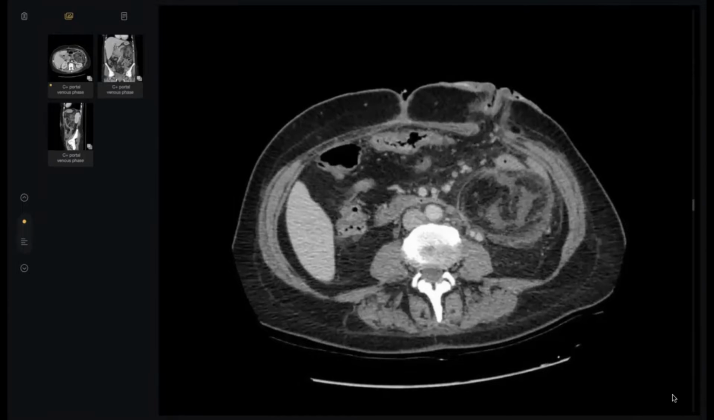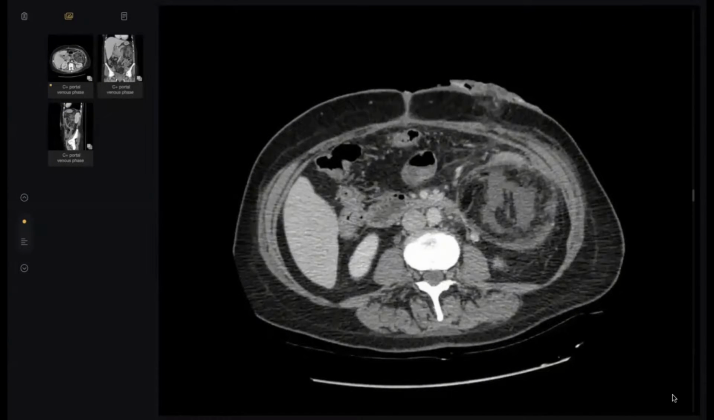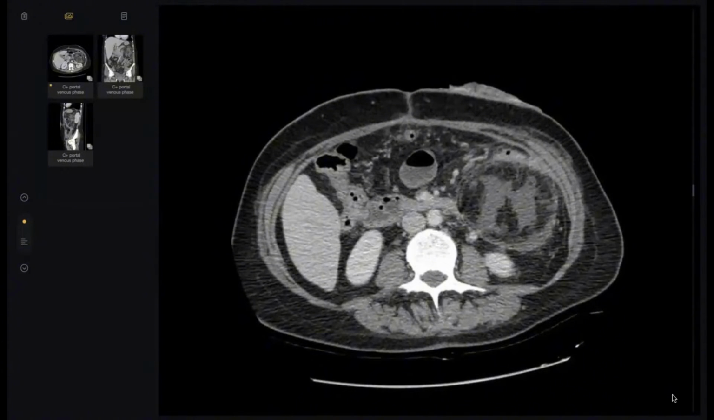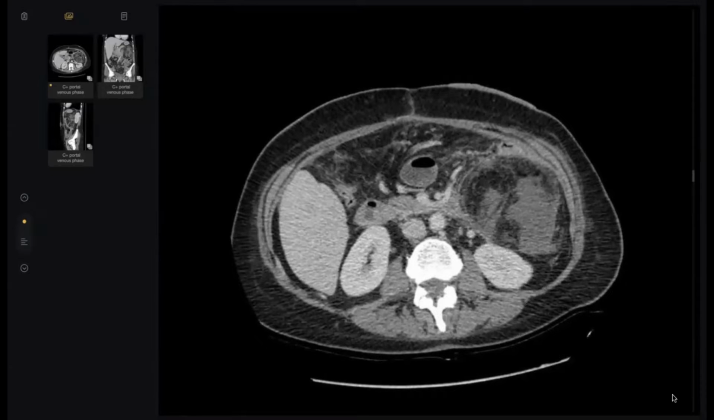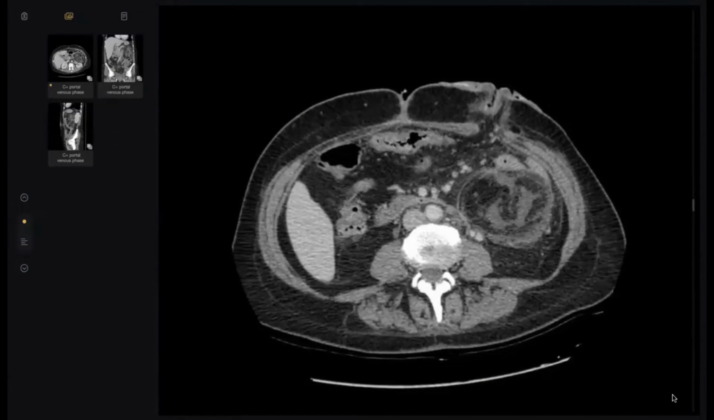I can see here there is a focal area of fat stranding within the left upper quadrant. Focal or localized? Localized, sorry. Focal means something small, and it is better to describe solid organs like this. But here, localized.